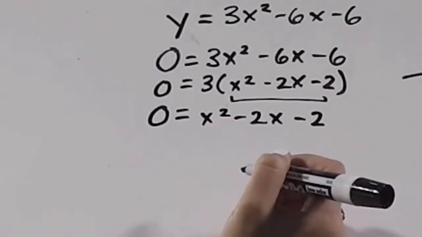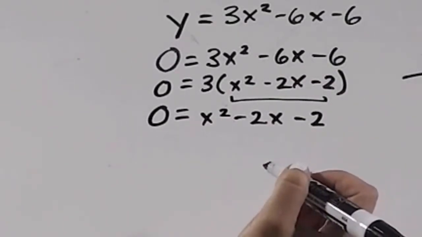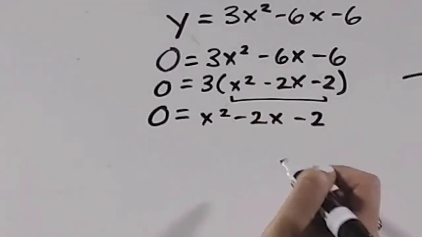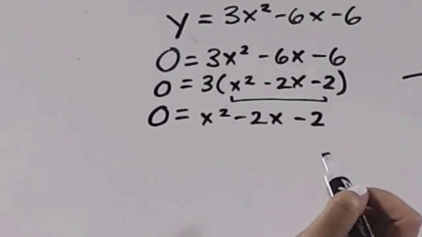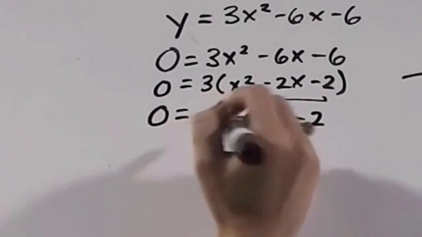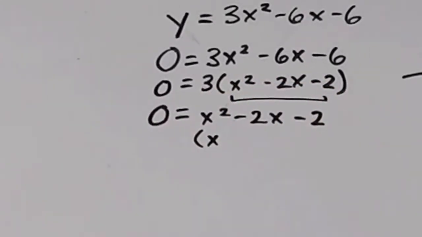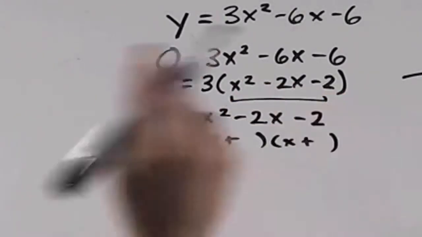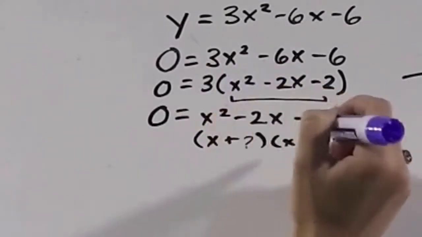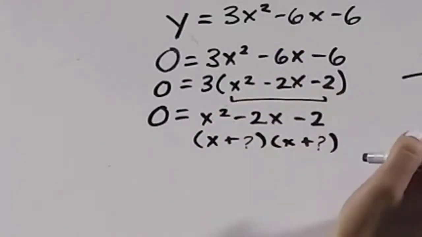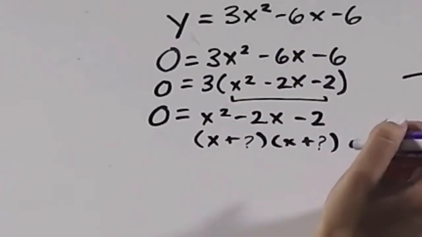Then, how are we going to figure out which x values will get us 0? Well, we could try factoring this expression. Is this expression factorable? That is to say, are there two values, x plus question mark, x plus question mark, that if we multiplied these together, we could get this expression? Well, let's think about it.